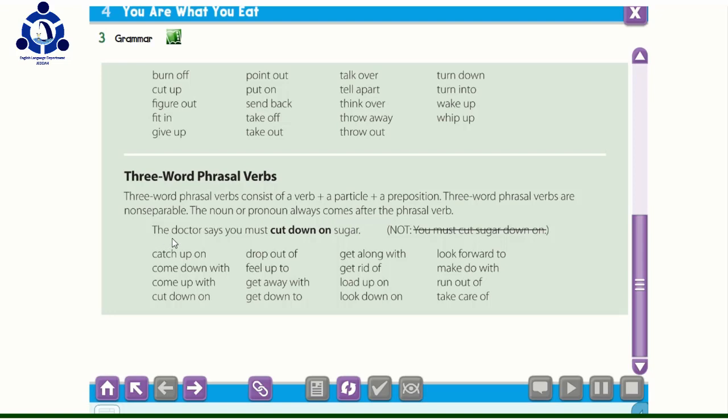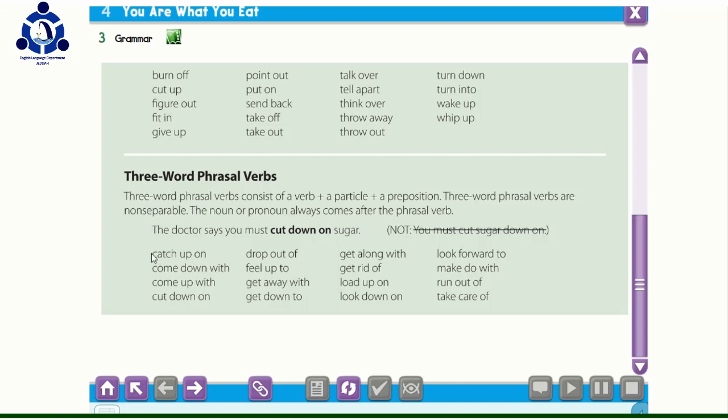Look at the example. The doctor says, you must cut down on sugar. Look at this three-word phrasal verb, cut down on. Okay? Cut the verb, down is a particle, then a preposition, on. Okay? Sugar is a noun. So, like we said here, the noun or a pronoun always comes after the phrasal verb, sugar. Okay? You cannot say, it's wrong to say, you must cut sugar down on. Okay? You cannot say that.